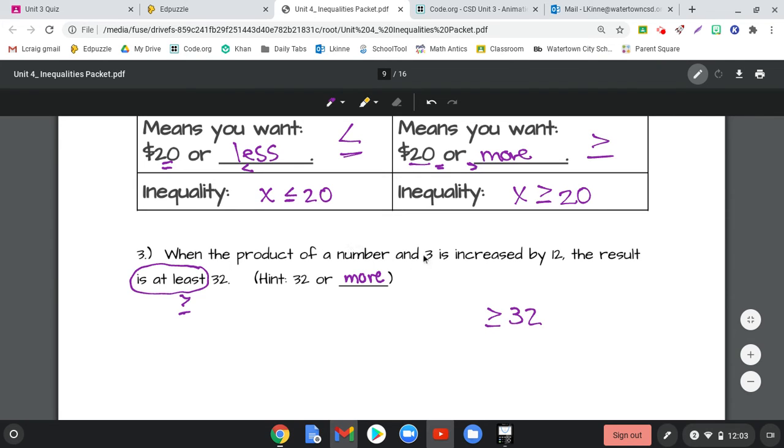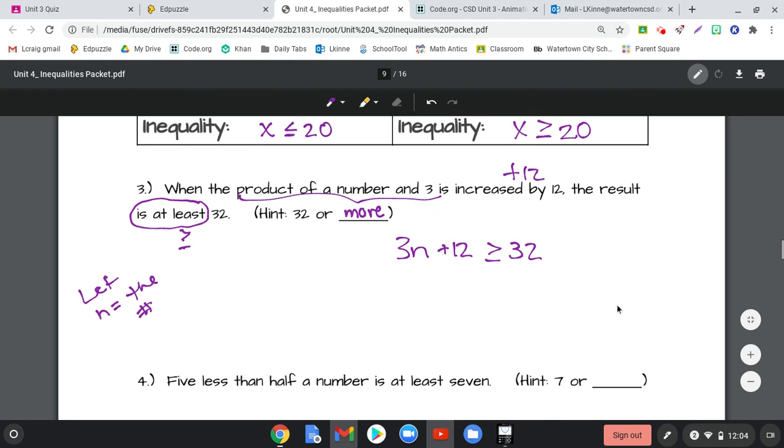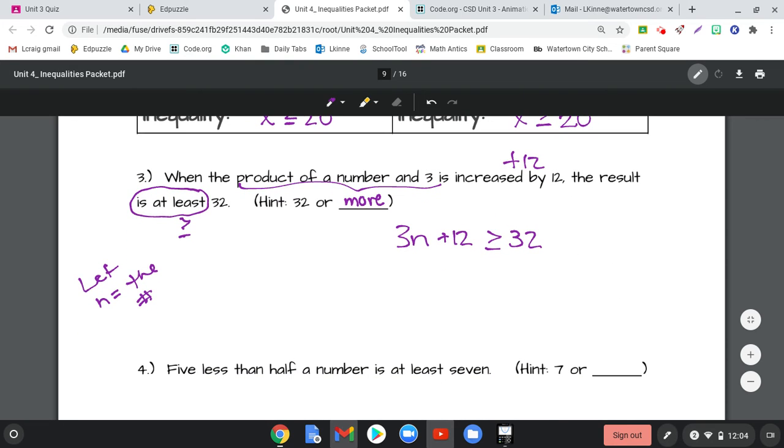The product of a number and 3 is increased by 12. Well, pick a variable. I'll just use n. Let n equal the number. So the product of a number and 3 is just 3n, increased by 12, plus 12. And then you would just solve it. So we'd subtract 12. 3n is greater than or equal to 20.